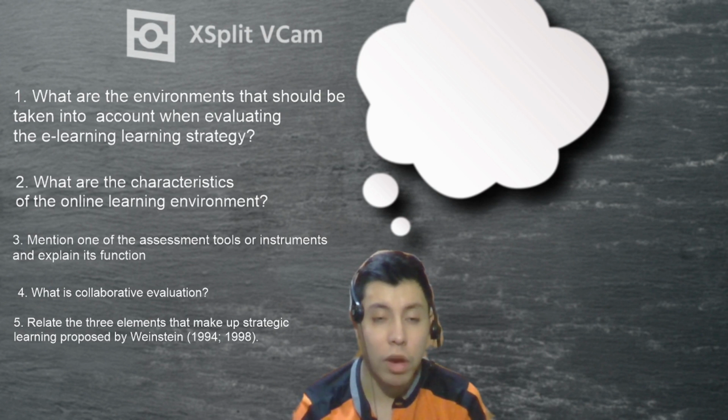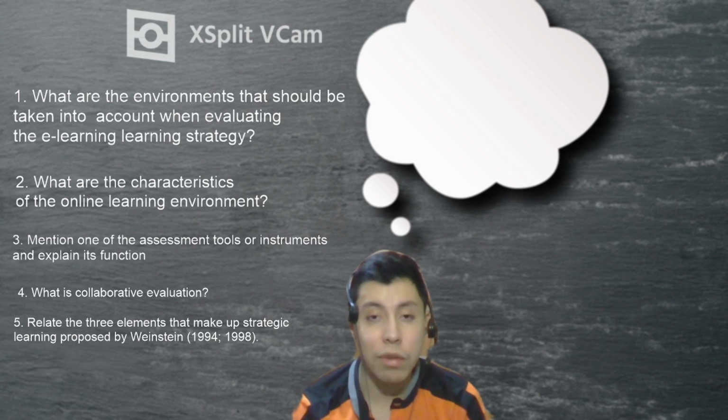The fourth question is: what is collaborative evaluation? And the last, the fifth question, is: relate the three elements that make up the strategic learning proposed by Weinstein.